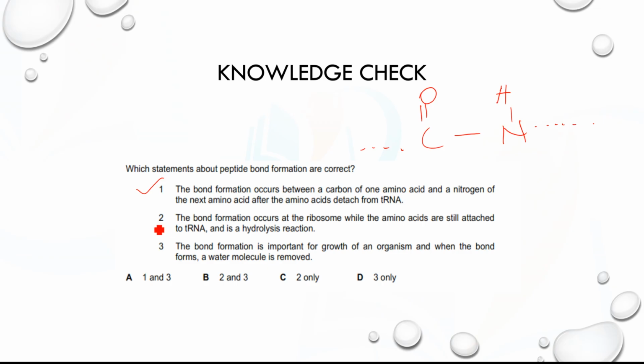Number 2 says the bond formation occurs at the ribosome. Of course, that's where protein is synthesized. While the amino acids are still attached to RNA, and is a hydrolysis reaction. It's not a hydrolysis reaction, it's condensation, because they are joining amino acids. So this is wrong. Number 3: the bond formation is important for growth of an organism, and when the bond forms, a water molecule is removed. Correct. Protein is needed for growth. So 1 and 3 are right, and A is the right option.